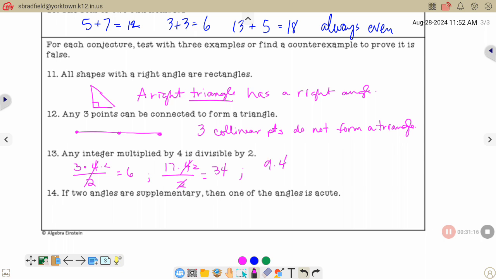9 times 4 divided by 2 is 18. So it's going to work out.